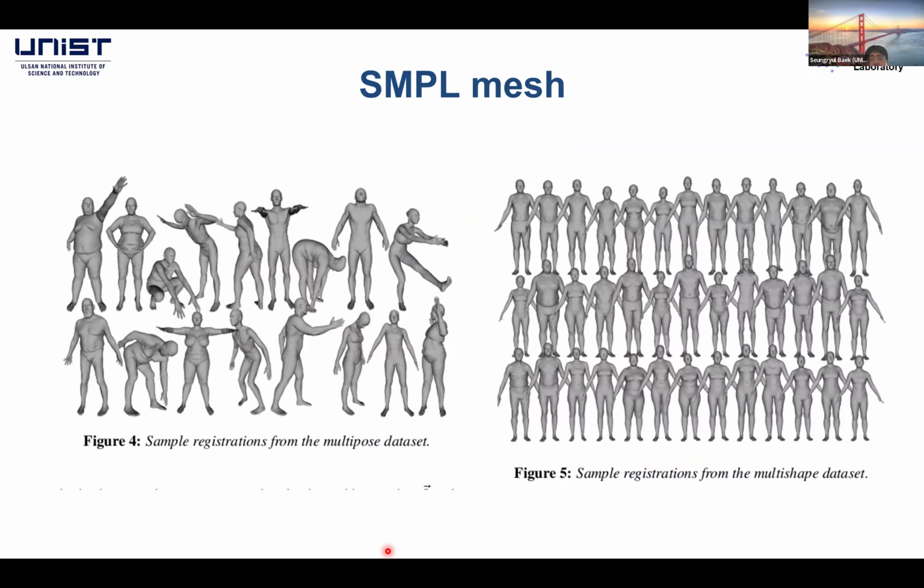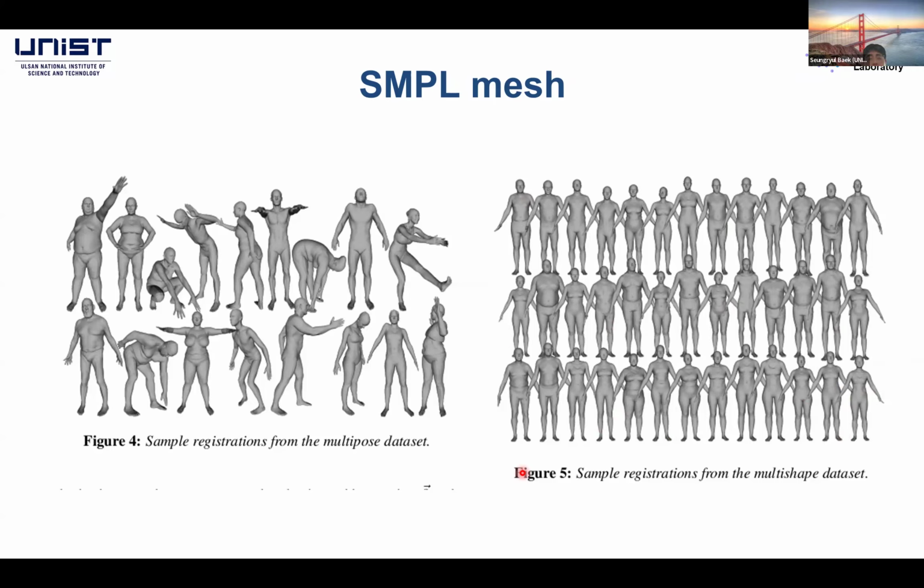Here you can see the datasets having multiple shapes, almost over 30 human shapes, and their pose is in A pose. We can regard their pose as the same, but only the shape parameters are different.